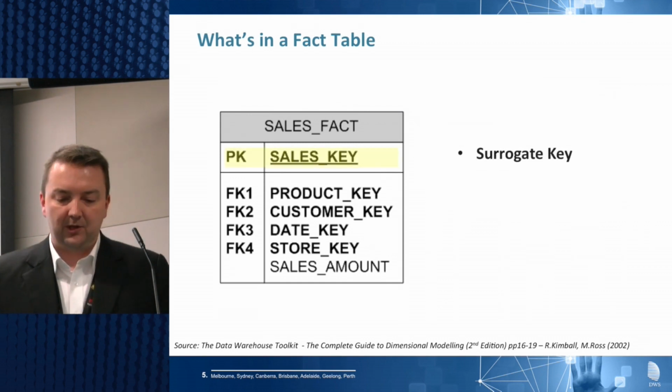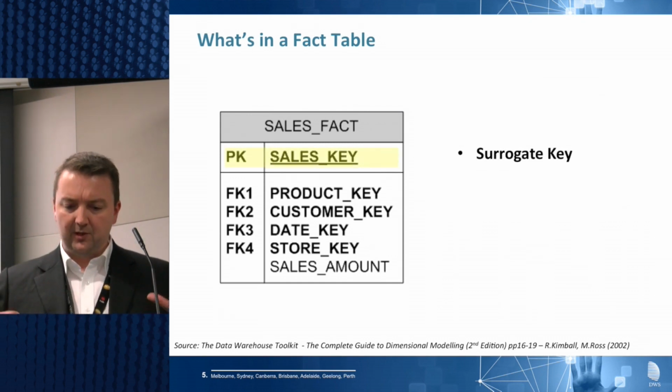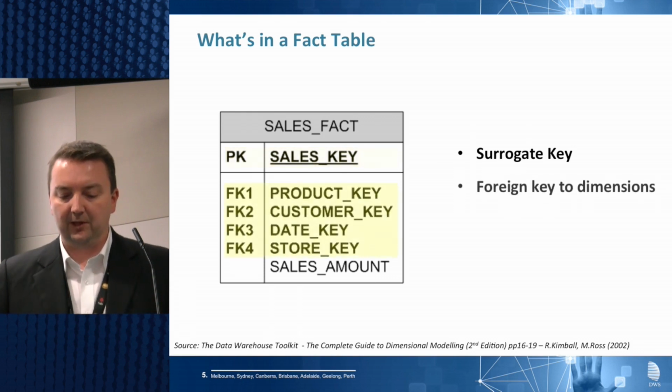Alright, a fact table. So that star schema was the 40,000 foot view. Let's look in a little bit closer. What do we see in a fact table? Starting off at the top, we've got a primary key.